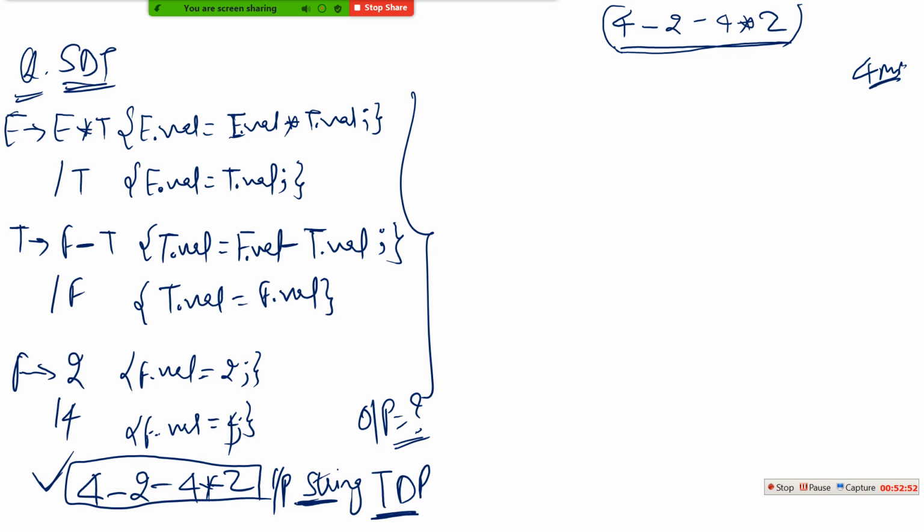And yesterday's important concepts will be clear with this example, because it is a very important problem, and you will understand all the compiler design concepts from this problem. You will understand all the important concepts of compiler design and SDT. So please solve this. I am giving you 4 minutes to answer what output will be generated for 4 minus 2 minus 4 into 2. You need to answer me.